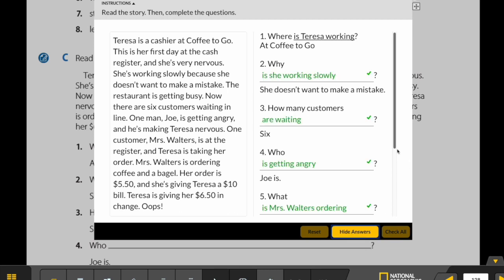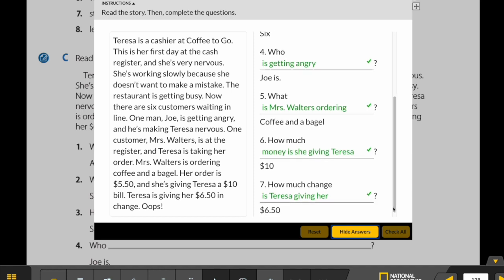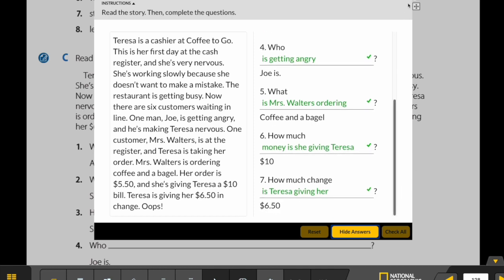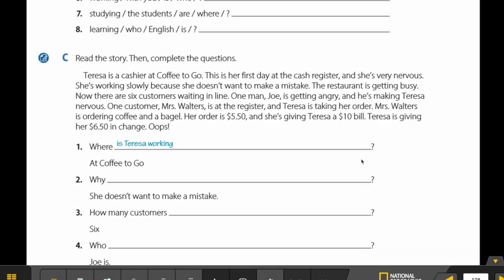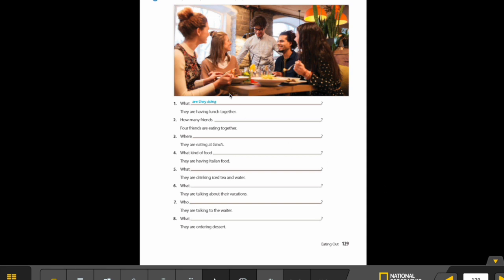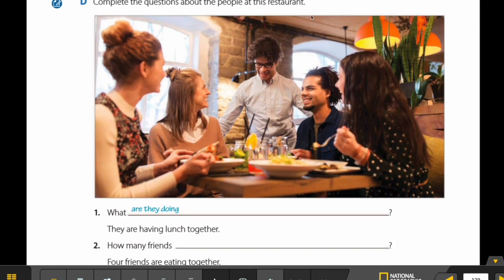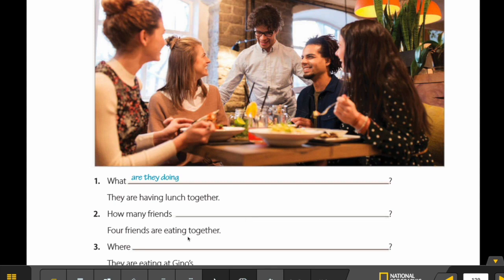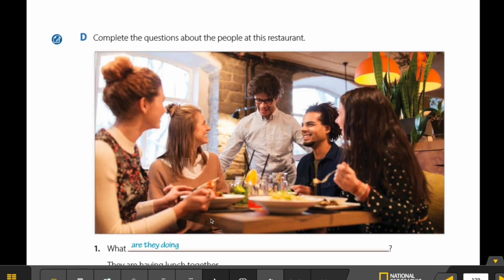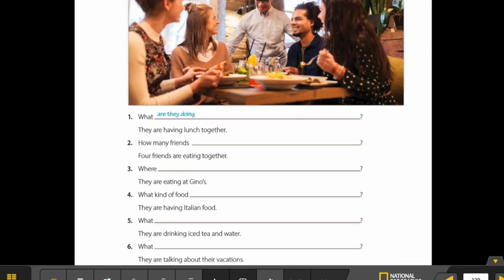Here we are, and here are the answers. Okie dokie. Now, let's do the same. This time is about this picture. Page 129. You're going to complete the questions about the people at this restaurant here. For example, what? And then they say they are having lunch together. So what are they doing? How many friends? It says 4 friends are eating together. So what can be the question here? And so on and so forth. Please do the activity before I show you the answers.